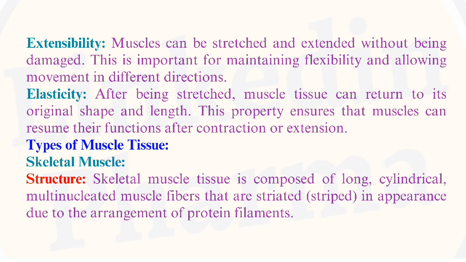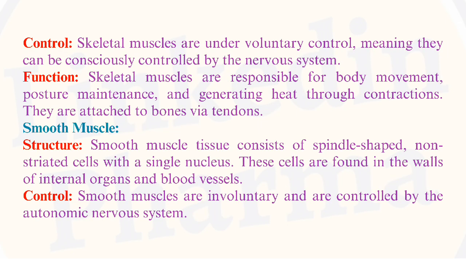Types of muscle tissue. 1. Skeletal muscle. Structure. Skeletal muscle tissue is composed of long, cylindrical, multinucleated muscle fibers that are striated, striped in appearance due to the arrangement of protein filaments. Control. Skeletal muscles are under voluntary control, meaning they can be consciously controlled by the nervous system. Function. Skeletal muscles are responsible for body movement, posture maintenance, and generating heat through contractions.